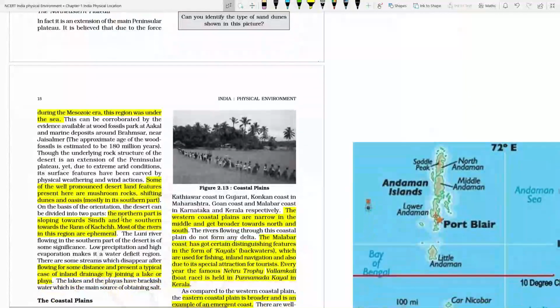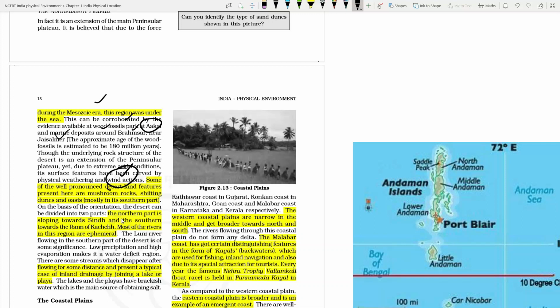Indian desert is also having importance because it is the zone of the copper mine. Once upon a time, around the Mesozoic era, this was under the sea, and we can see the fossils in the fossil park of Akal and marine deposits which are there on this Brahmasar, even on the Jaisalmer also, which is very near to this place. So you can see those sands are the depositions of the rivers itself, because it was below the ocean, isn't it? Here weathering is because of the wind action, because rainfall is quite less.